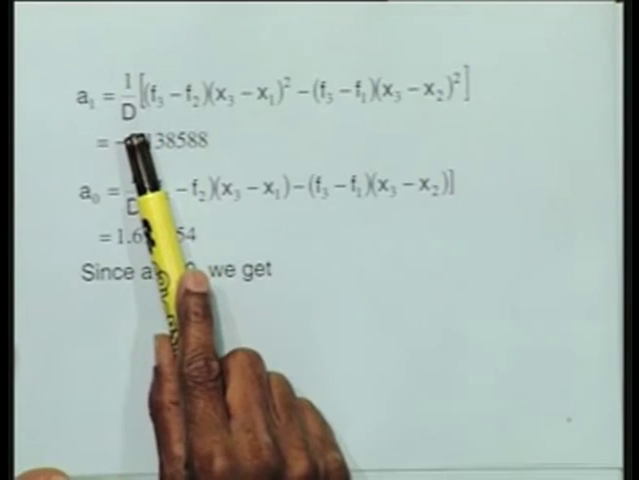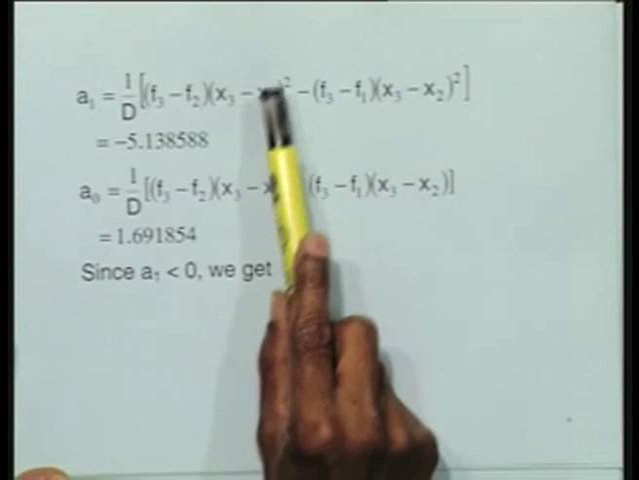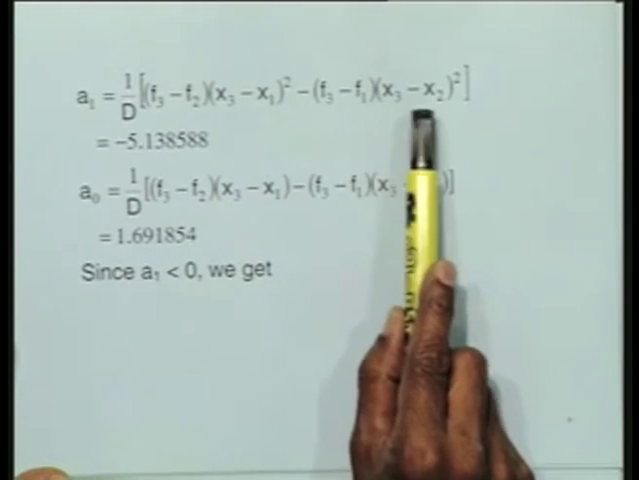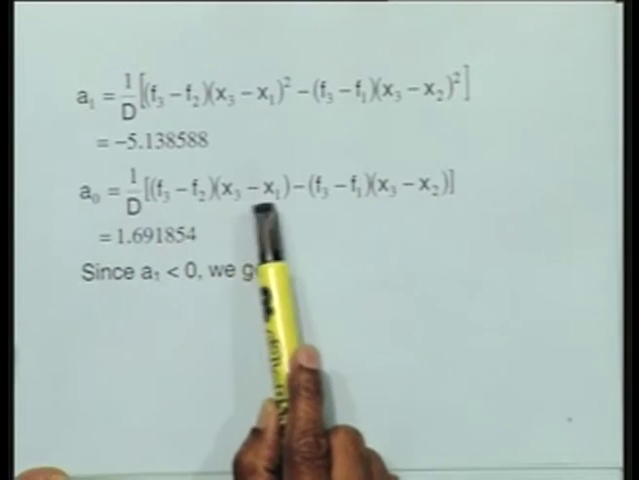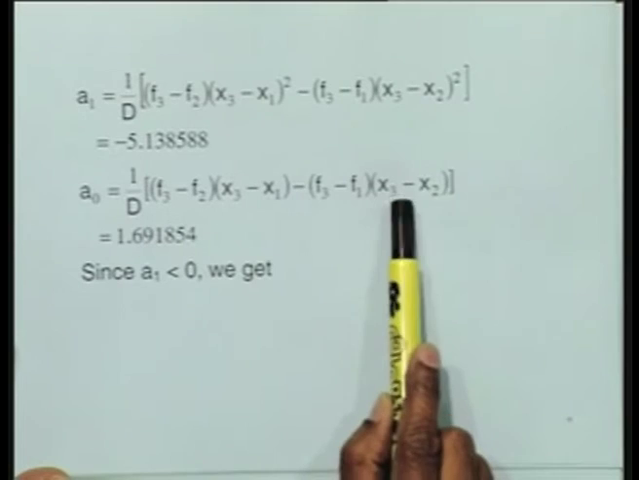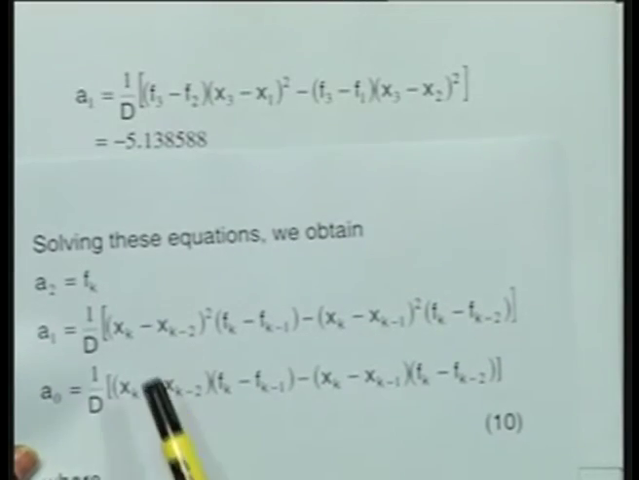Now again I compute my a1. a1 is 1 upon d, the value of d, f3 minus f2. Now you see here x3 minus x1 whole square, f3 minus f1, x3 minus x2 whole square, and a naught is f3 minus f2, x3 minus x1, f3 minus f1, x3 minus x2, and I have this. Now these are the two computed values for a1 and a naught, which we had written from the original expressions that we had earlier. In here we have substituted the current estimates.